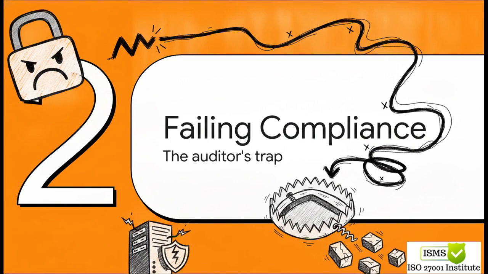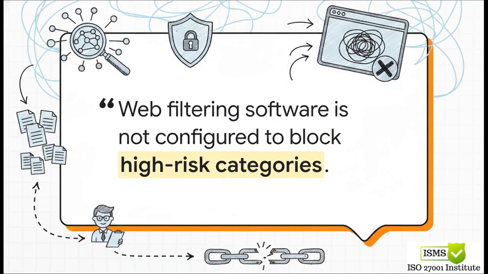Section 2. Failing the compliance audit. The auditor's trap. Now that we've identified that operational gap, what actually happens on audit day? This isn't just a minor IT headache. It translates into severe compliance consequences that can completely derail your certification efforts. When auditors evaluate the timeless operational planning and control clause, they're looking for specific implementation failures. And here is the exact non-conformance trap they'll document. Web filtering software is not configured to block high-risk categories. That single sentence catches countless organizations completely off guard.